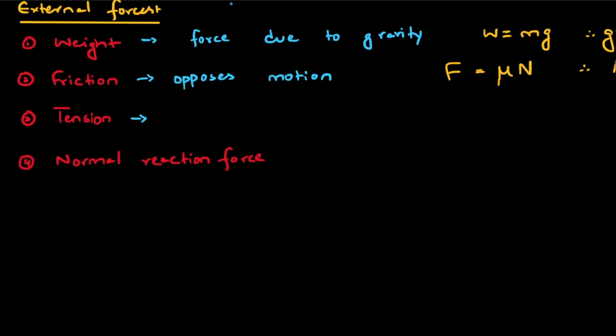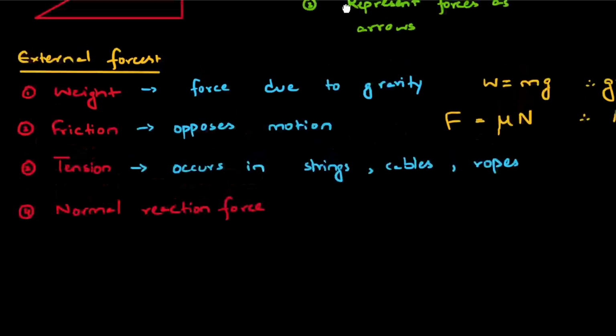Then we have tension. Tension corresponds to the force that occurs in strings, cables, or ropes. A key property of tension is that it always pulls away from the object.